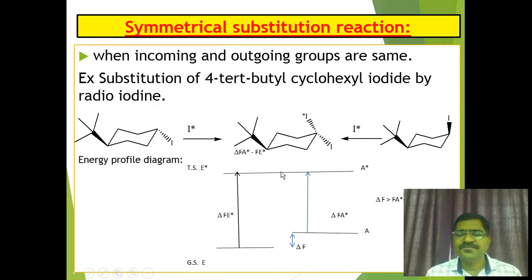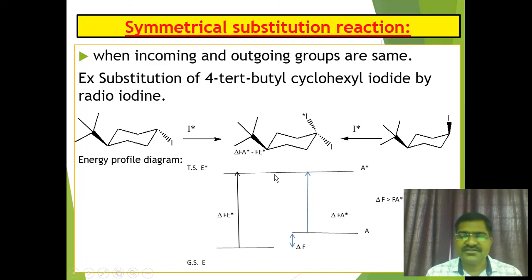And therefore, if you compare the ground state difference and the excited state difference, which is higher? Here this difference is negligible, because both axial and equatorial isomers form the same product, therefore the excited state energy difference between axial and equatorial is negligible or 0. But in the case of the ground state, the difference is a considerable delta F, and therefore this delta F is greater than delta Fa star minus Fe star.